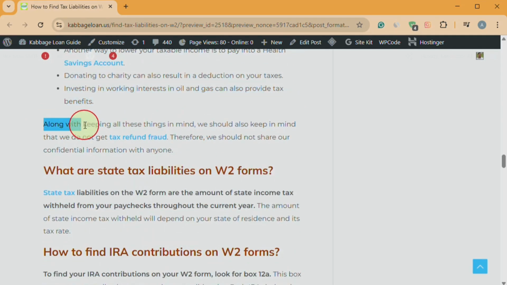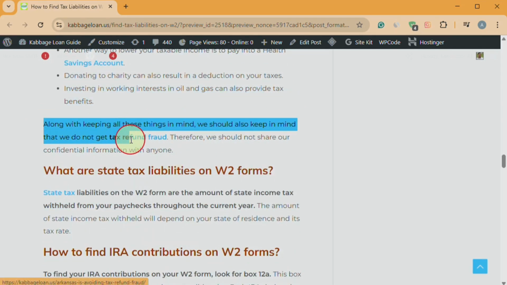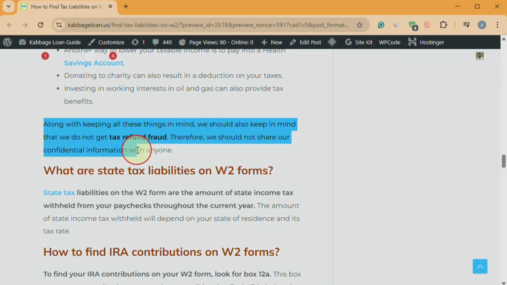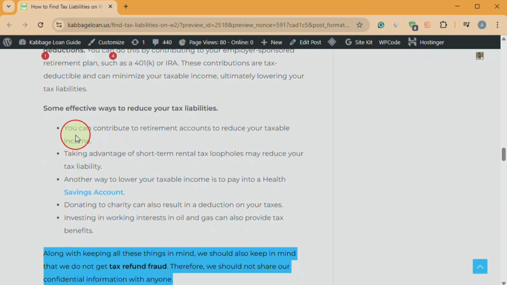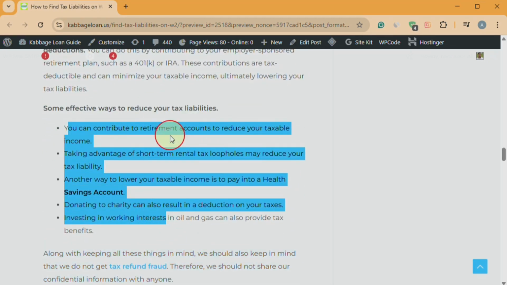Along with keeping all these things in mind, we should also make sure we don't fall victim to tax refund fraud. Therefore, we should not share our confidential information with anyone. So, if you pay attention to all these things, you can significantly reduce your tax liabilities.